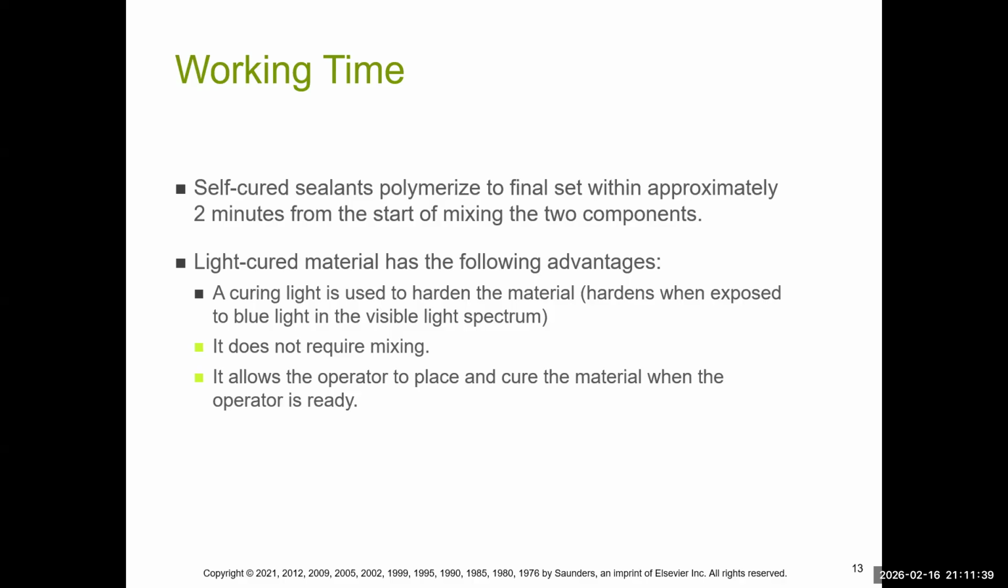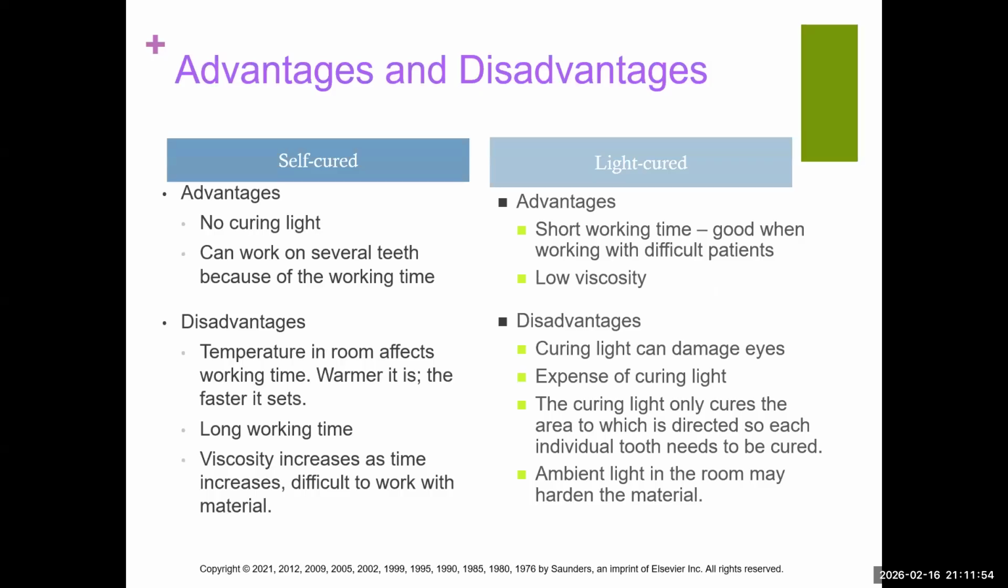The light cured material has the following advantages though. A curing light is used to harden the material, okay, that blue light. It doesn't require mixing and it allows the operator to place and cure that material when the operator is ready. Okay. So let's talk about the pluses and minuses. So you have this table here. So the pluses to self-cured, no curing light. Yay. You can work on several teeth at a time. So that is pretty good. The light cured one, though, the pluses to that, short working time, and it's not that thick.